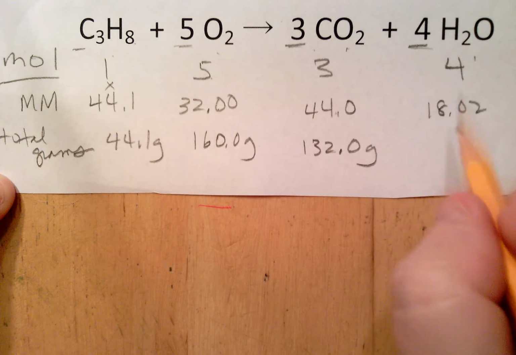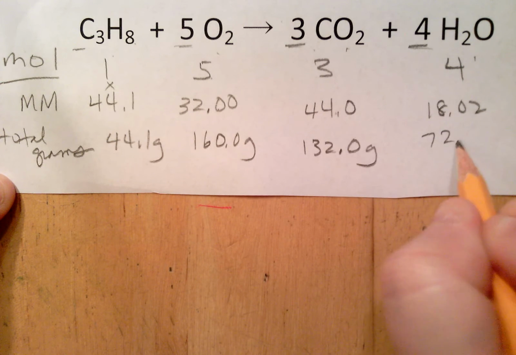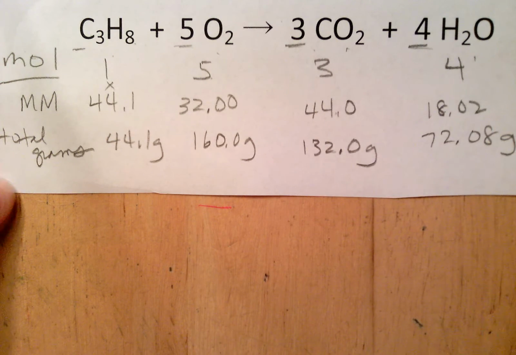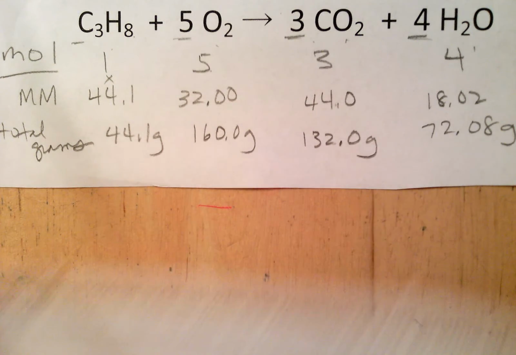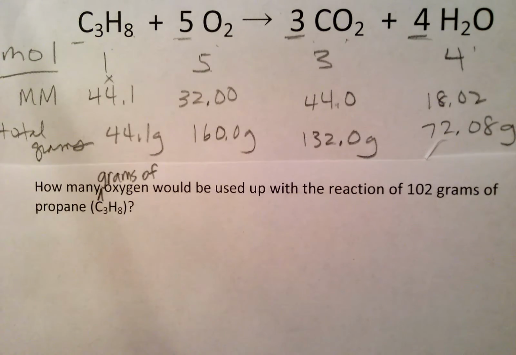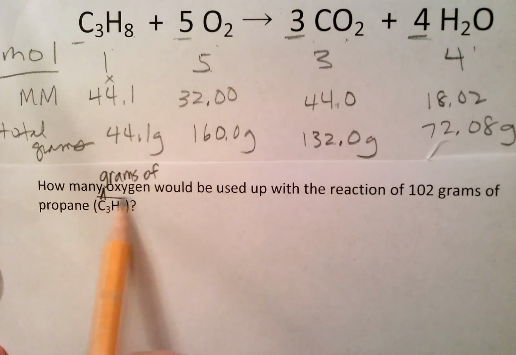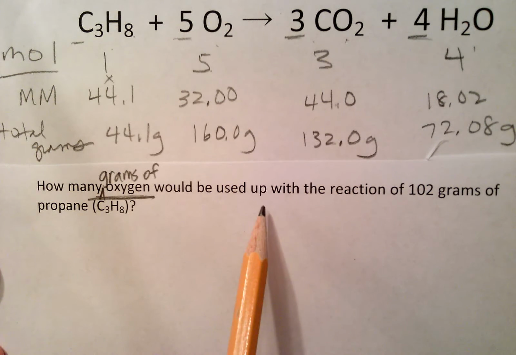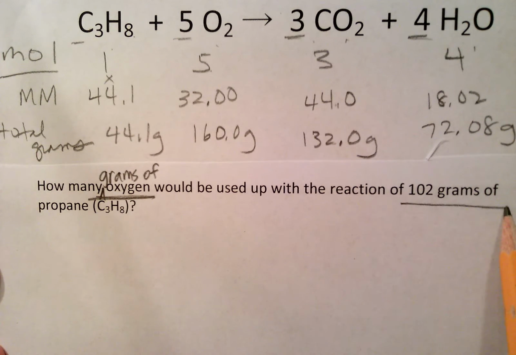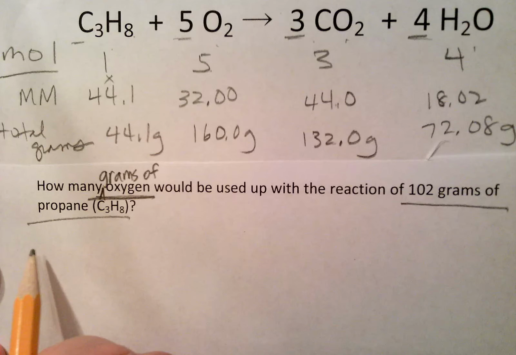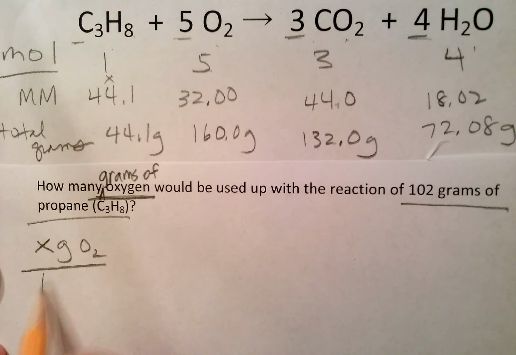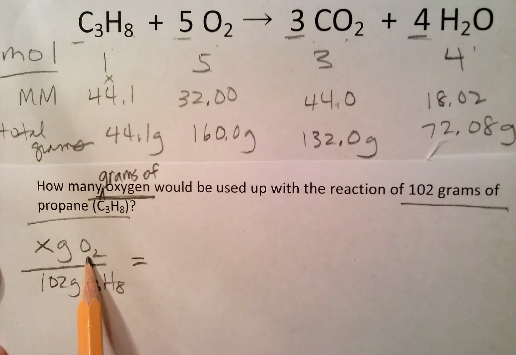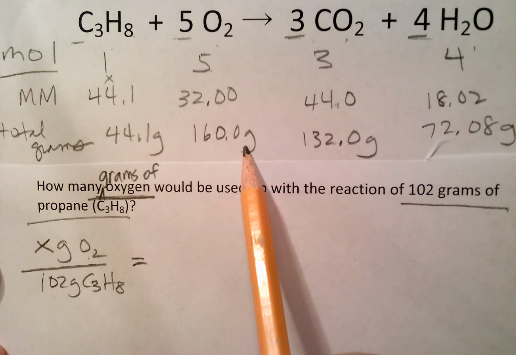Now, let's look at a problem. And I apologize for this problem in advance because I forgot to put grams of. But how many grams of oxygen would be used up with the reaction of 102 grams of propane? So we're going to set our grams of oxygen to X, grams of O2, and we're going to say 102 grams of C3H8. Now that equals our grams of O2 from the reaction, which is 160.0 grams of O2. Now we need our grams of propane, which is just 44.1.